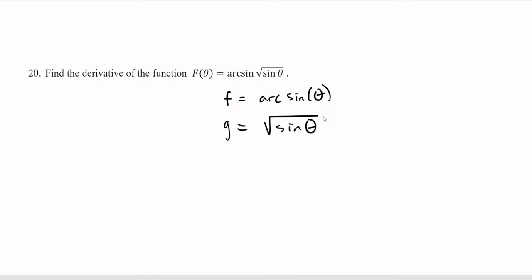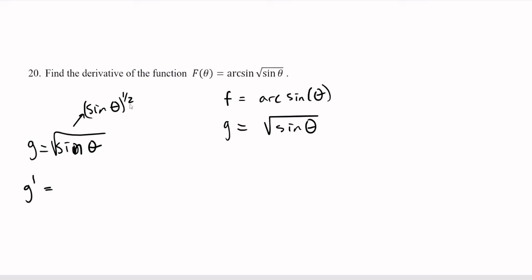Okay, so I see what they're doing here, right? This G is actually also a chain rule, right? So maybe over here we can do that off to the side. You don't have to do things off to the side like this, but if you want to. So then this is actually what? Sine theta to the 1/2 power.